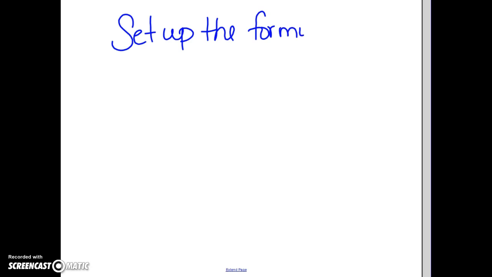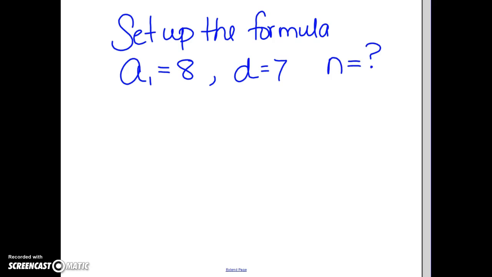One last problem for you, and in this problem, we want to set up the formula for the pattern, but we're not going to be given a term. So we have a sub 1 is equal to 8. We have d is equal to 7. And we're not given a term number. So we don't know what n is. n is equal to any term.